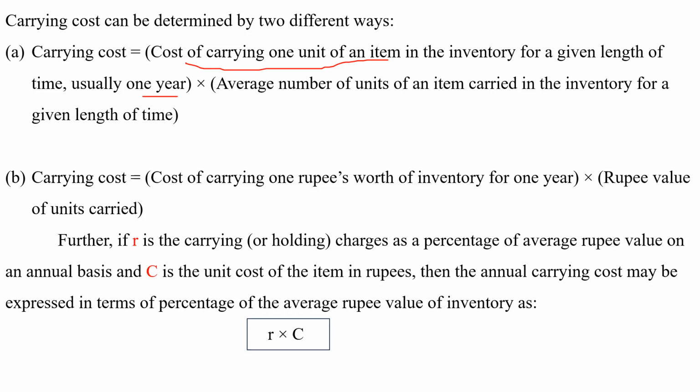Further, let us consider small r is the carrying or holding charges as a percentage of average rupee value on an annual basis, and capital C is the unit cost of the item in rupees. Then the annual carrying cost may be expressed in terms of the percentage of average rupee value of inventories. In this condition, carrying cost equals small r into capital C. Here small r is the carrying charges as a percentage of the average rupee value, and capital C is the unit cost.